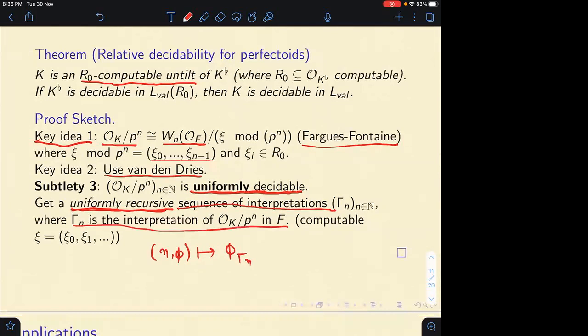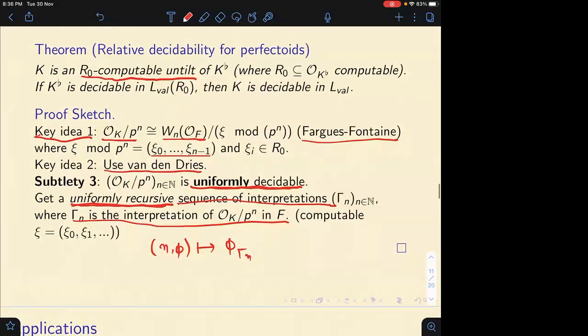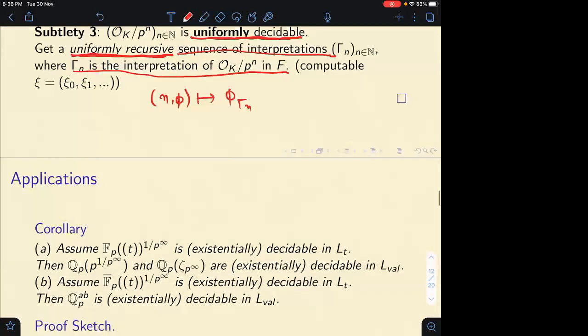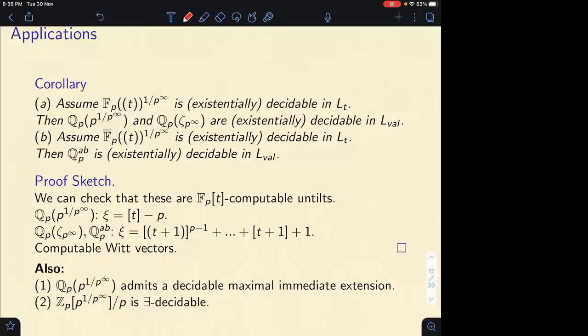Okay, so this is really a subtle point, but it's really important. And let me emphasize that it's not about the uniform interpretability of O mod p to the n in the tilt. It's totally different. It's about the uniform recursiveness of the sequence of interpretations. Okay. So why is this useful?